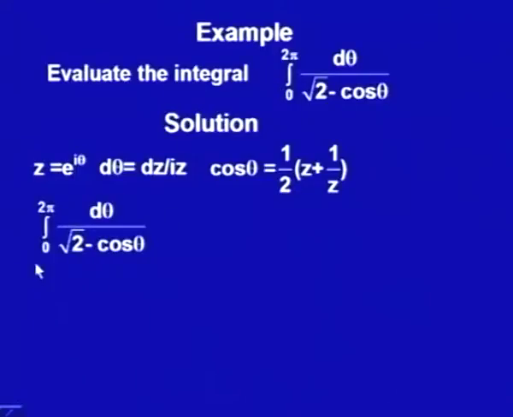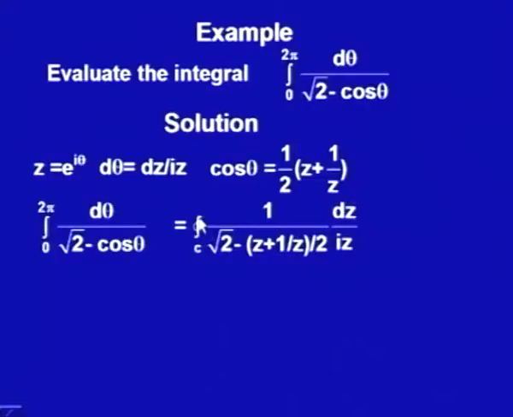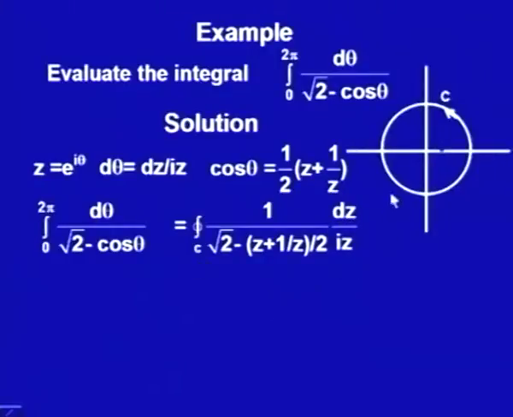So the integral from 0 to 2π of dθ upon (√2 − cos θ) I could write as a contour integral on the closed contour C, of 1 upon √2 minus, substituting cosine θ as (z + 1/z)/2, and dθ as dz upon iz, and this contour C is the unit circle. Now, simplify this function so that we see what the function actually is.